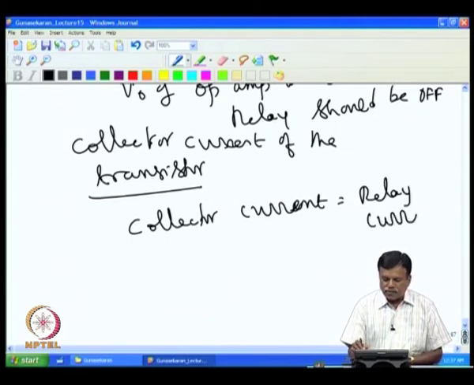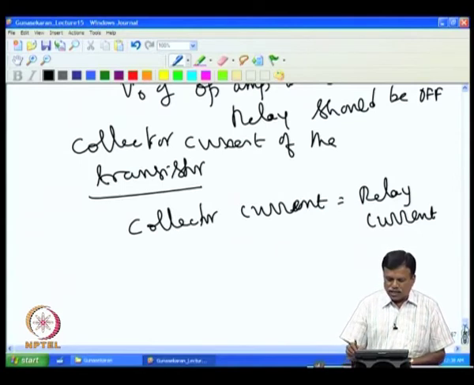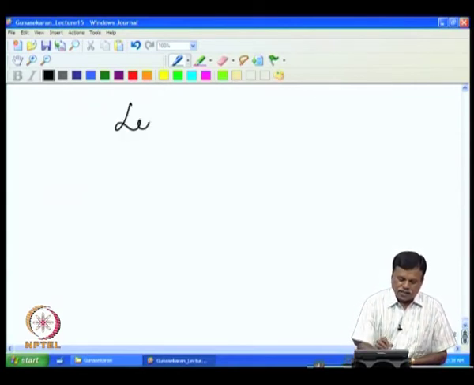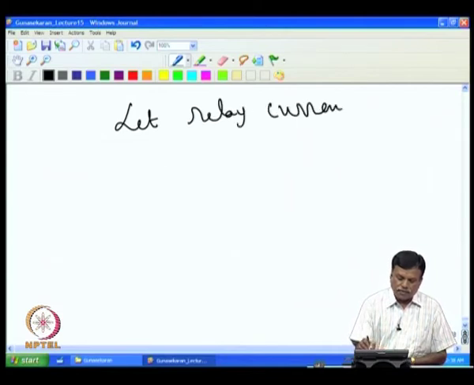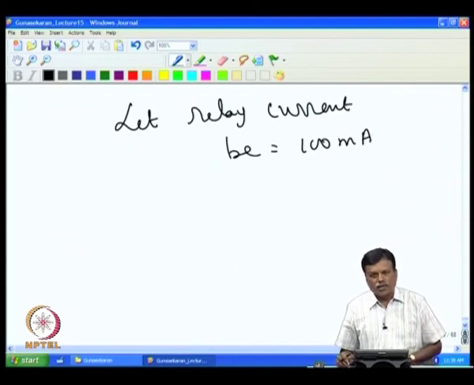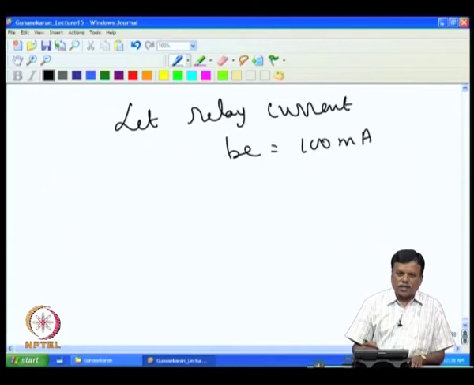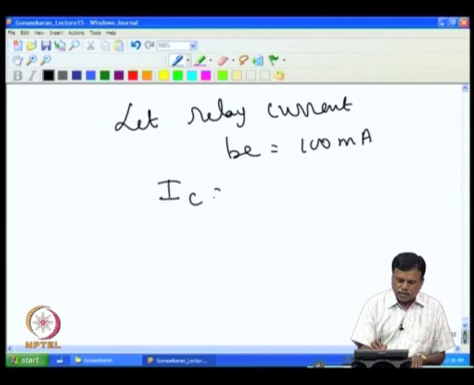Now, the relay current is given by the relay manufacturer, because only if that much current flows, the relay will be activated. So, assume the relay current is 100 milliamps. We need 100 milliampere current to flow through the relay, then only the relay will activate the contacts. So, once relay current is known, the collector current of the transistor is known, that is 100 milliampere. So, IC collector current is actually 100 milliampere.